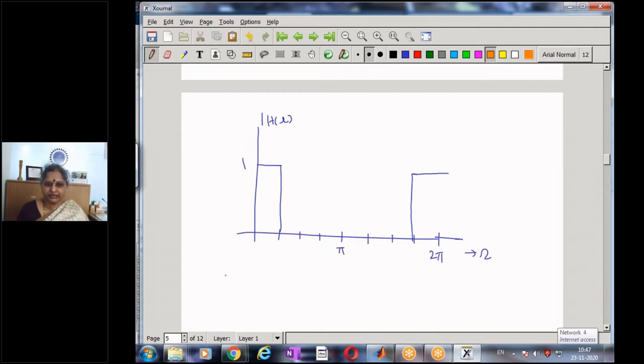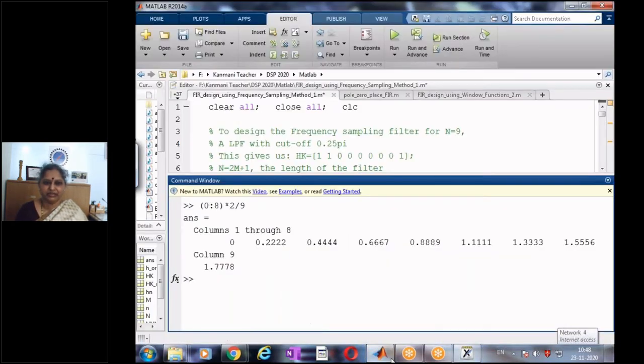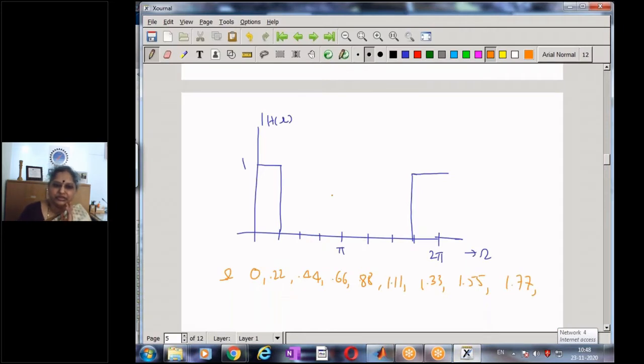So now my omega is going to be 0, then I have 0.22, 0.44, 0.66, 0.88, 1.11, 1.33, 1.55, and 1.77. And the next value will of course be 2. So now, this is my cutoff frequency. The cutoff frequency we said is 0.25 pi. So this is my first sample.